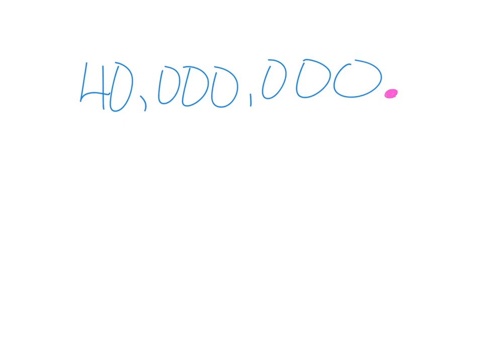Now remember, we need to figure out a coefficient, and we need to figure out our power of 10. To figure out our power of 10, we need to determine how many times we move our decimal point over to the left in order to only have one digit in front of our decimal point.